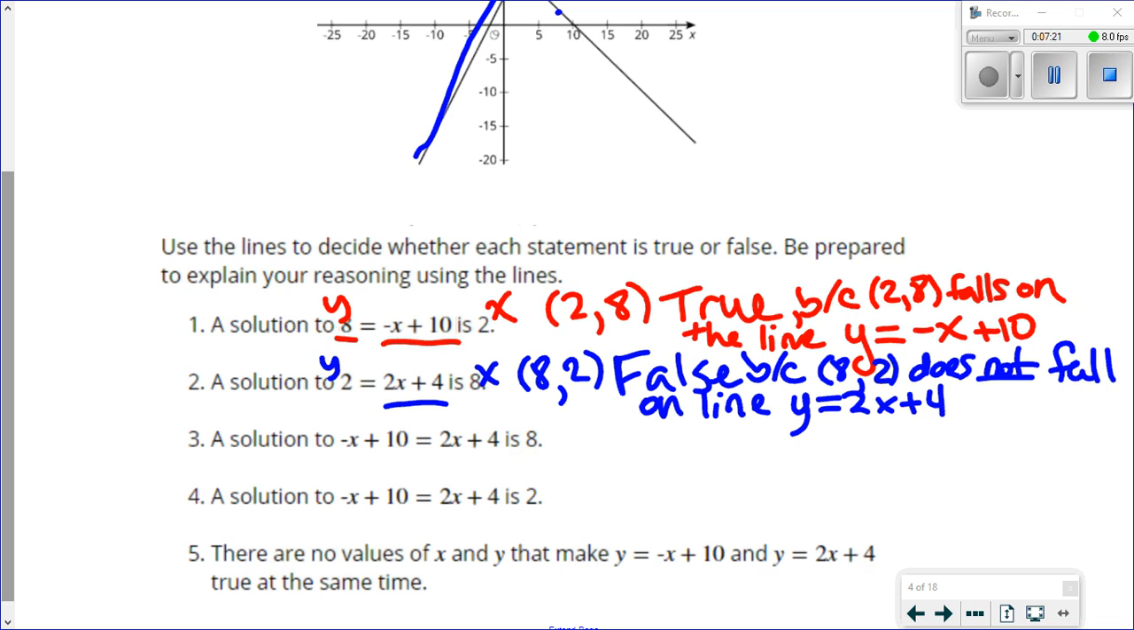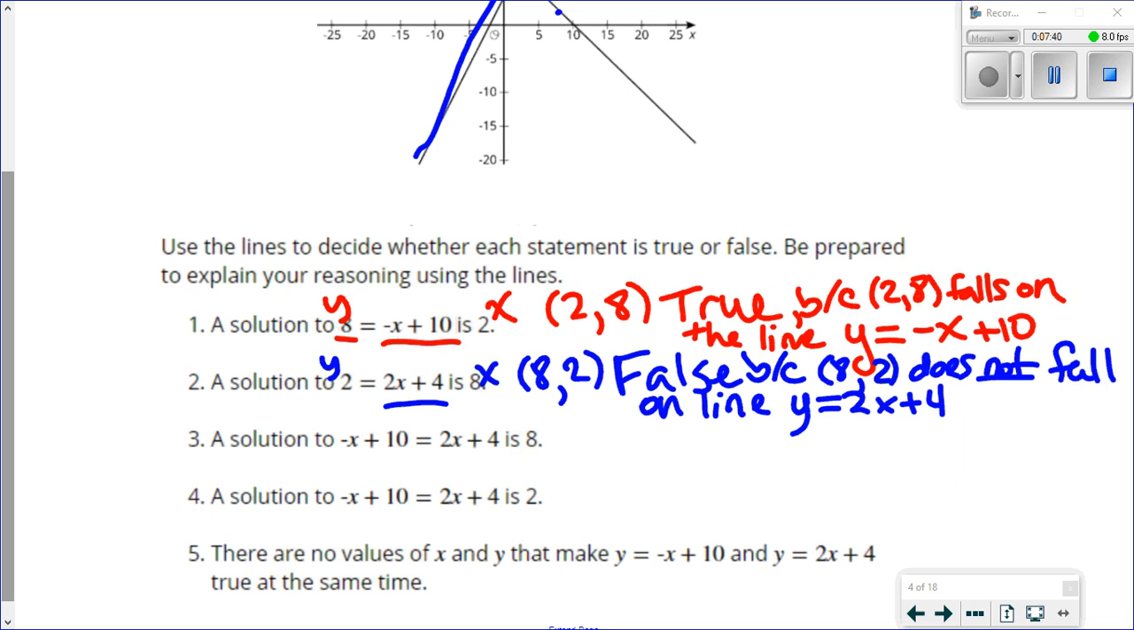Now that you have maybe a better idea of what they're looking for, if you haven't tried one on your own, see if you can attempt problems 3 and 4 on your own. Press pause and then check your work with mine. All right, let's take a look at question 3.